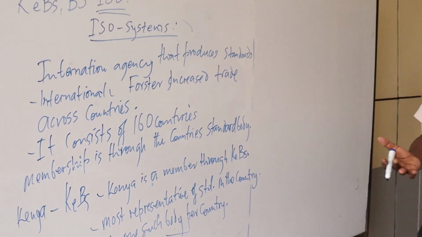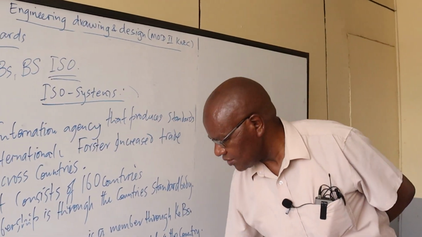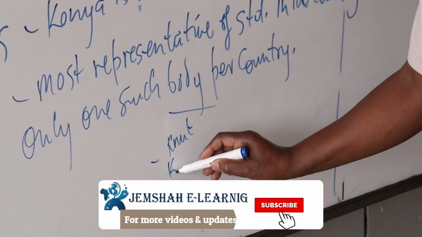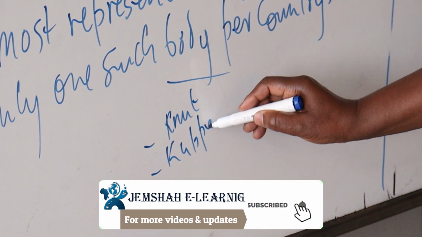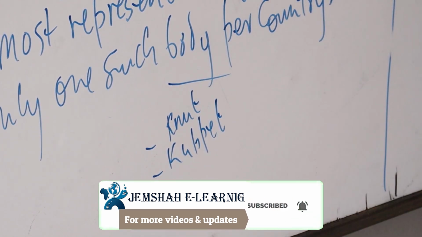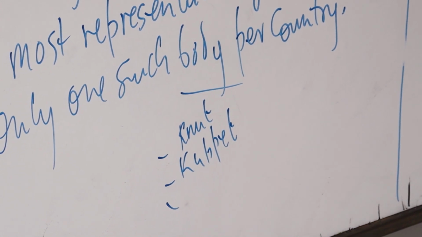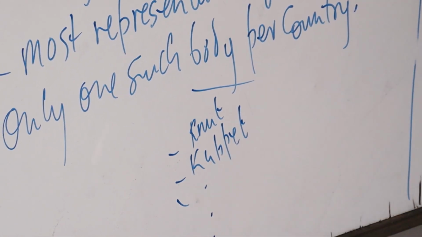Now, if I may quote, for example, the case of our teachers here. With the teachers, we have got so many unions. We have got, for example, NAT. We have got CUPET. Now, the students can help me to fill up those others.